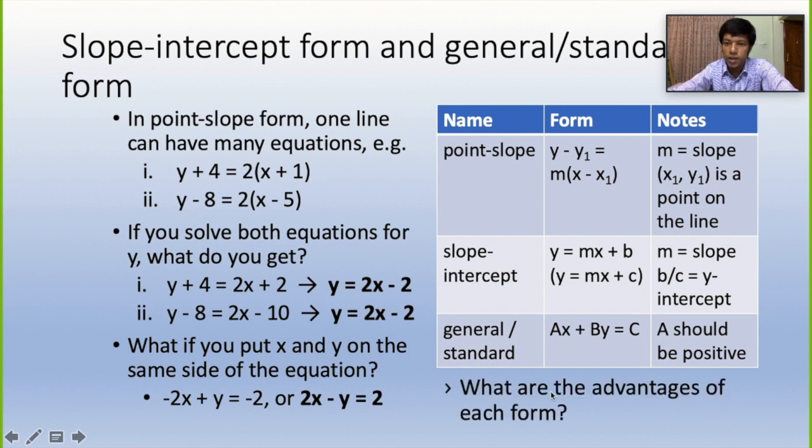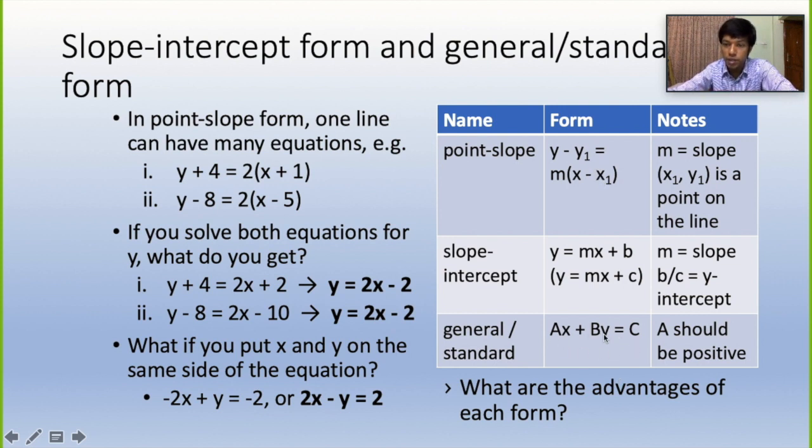Yeah, see what are the advantages of each form? There are some advantages in different forms. For example, the advantage of this form is that it automatically gives us the y-intercept and slope. But this form does not give us the y-intercept automatically. We have to put x equals 0 and do the calculation like this.